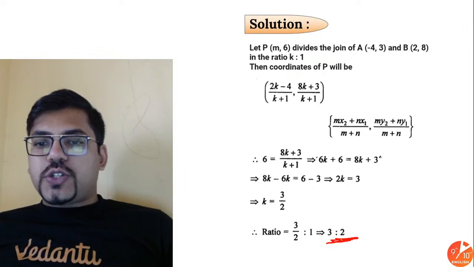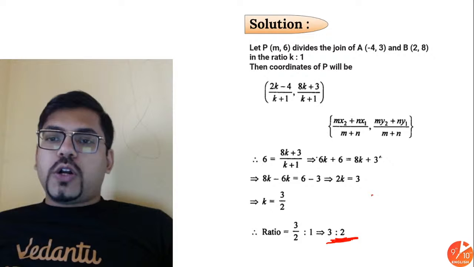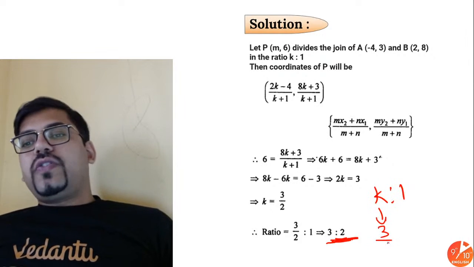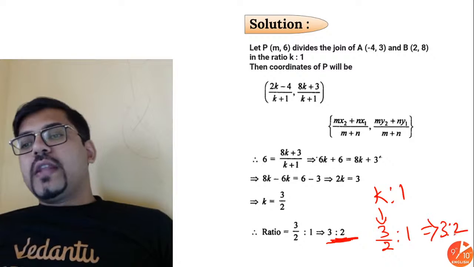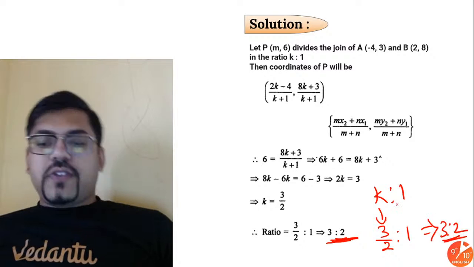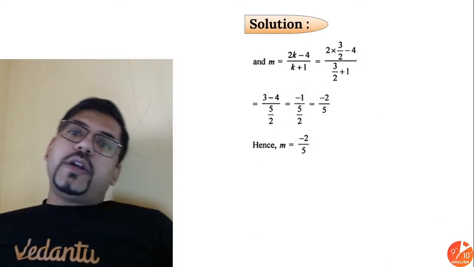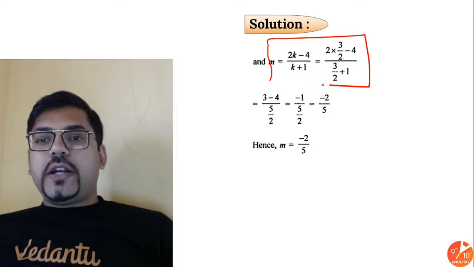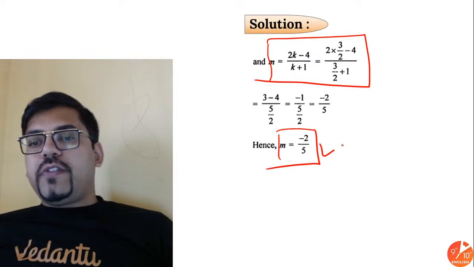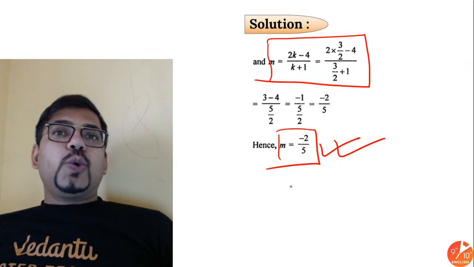Look, the ratio is 3:2 because it was k:1 and we got the value of k as 3/2. So 3/2 is to 1. This means nothing but 3:2. Once you have 3:2, now you can put the value in for m. You can write the ratio formula and you'll get the value of m. m is -2/5.